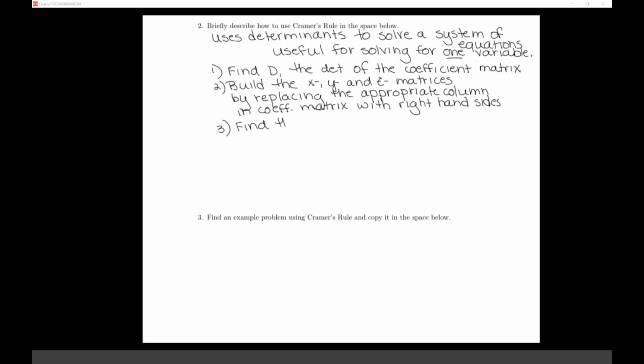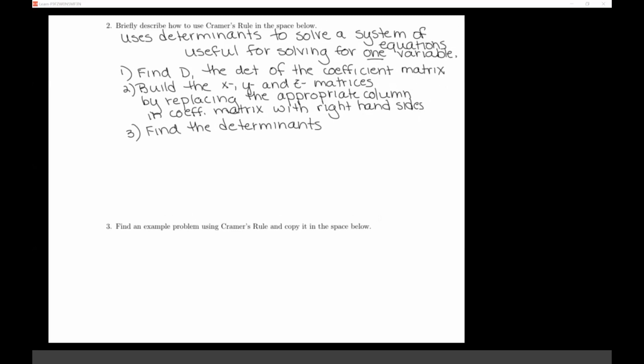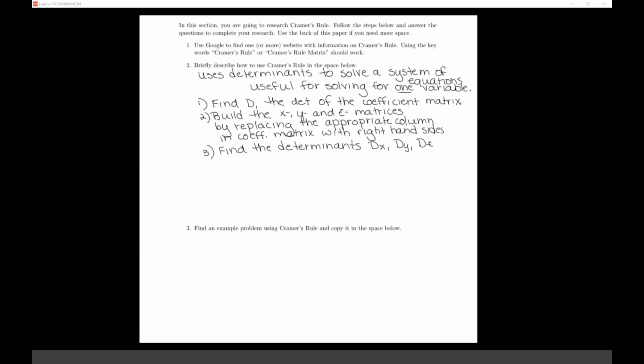Find the determinants of each of these matrices. We're going to call them D sub X, D sub Y, D sub Z, and they are going to be the determinants of the X, Y, and Z matrices that we built in step 2.